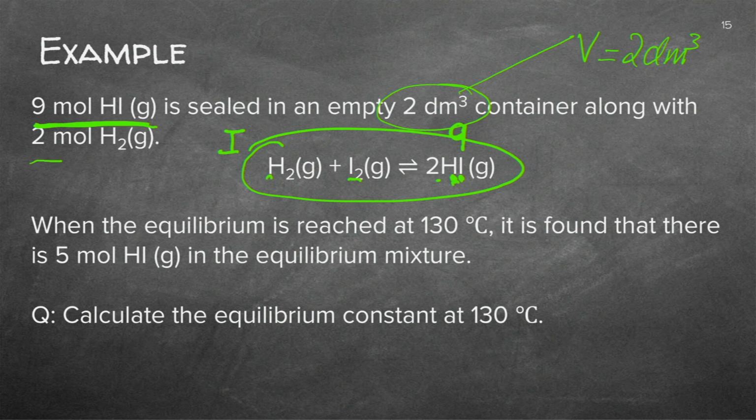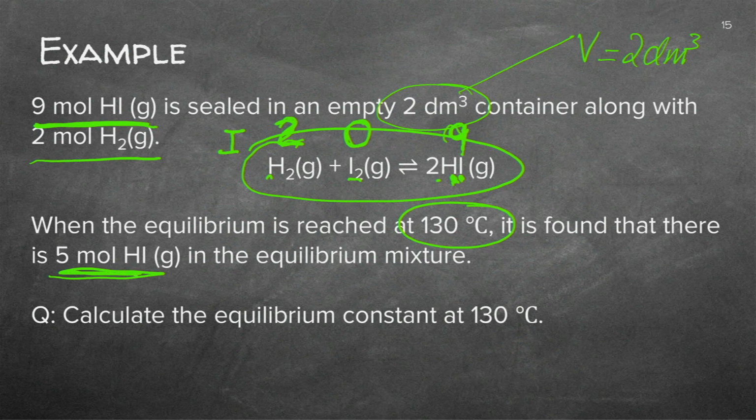And I started off with 2 of the hydrogen. So I've got no iodine. Can you see there? I've got 2 of this and 9 of that. When equilibrium is reached at that temperature, it is found that there's 5 mole of the HI.